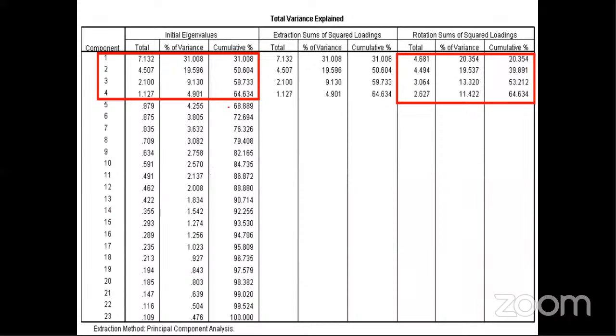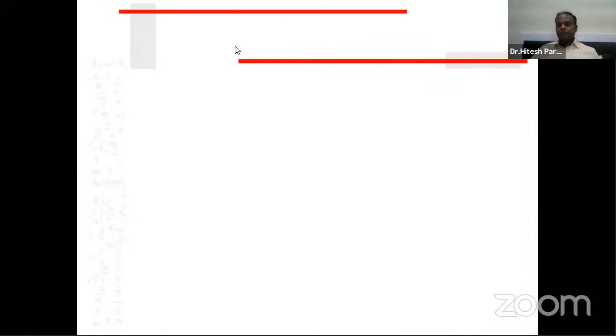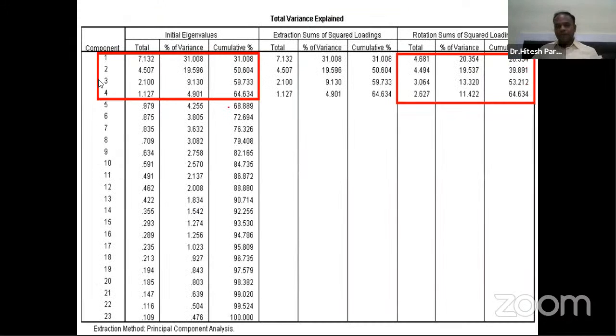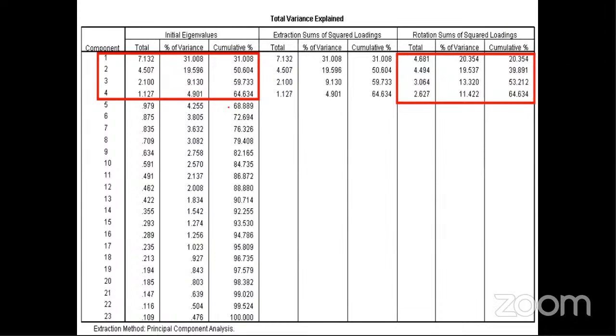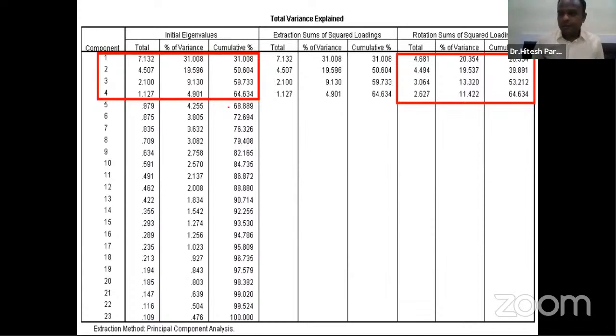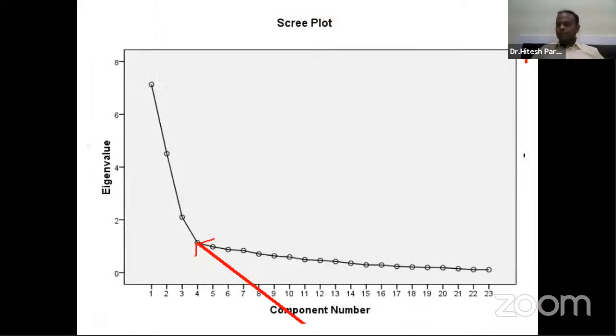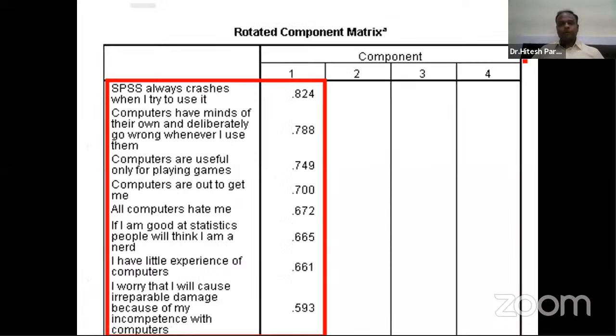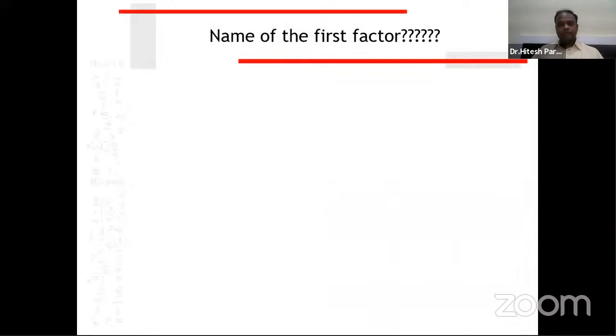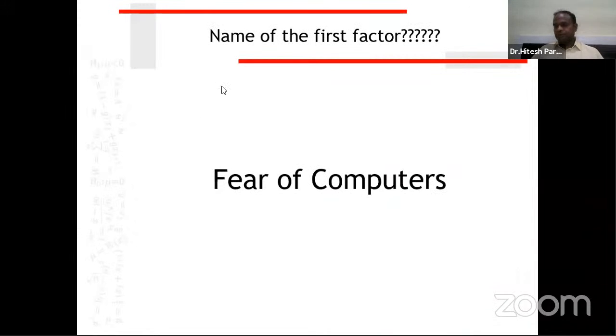Sir, is there any limit for the number of factors? The number of factors can be a minimum of 1 factor and a maximum of as many factors as there are variables. If your intercorrelation matrix is an identity matrix, it will give you as many factors as variables. And if the solution is unidimensional, then it will give you only a 1 factor solution. So we will interpret the rotated component matrix, and I have given a name as fear of computers.